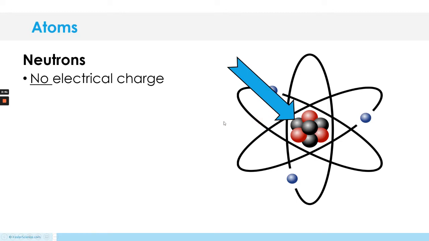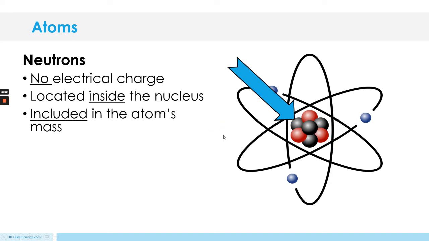Neutrons. Neutrons are neutral. They have no charge. Neutrons, neutral, no charge. They're located inside the nucleus along with the protons. So in the nucleus we have protons and neutrons. PAN, pan, protons and neutrons. And they are also included in the atom's mass. A pan has mass, like a frying pan, a cast iron pan. You don't want to get hit by it, so it has mass. It would hurt, right?